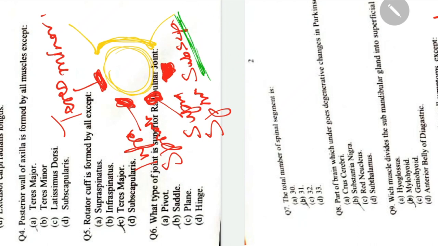Nerve to subscapularis: upper and lower nerve to subscapularis, branch from the posterior division of the posterior cord of brachial plexus. Supraspinatus, infraspinatus, nerve supply will be, yes, suprascapular nerve. Teres minor will be from the branch of axillary nerve. And remember, nerve to teres minor has a pseudoganglion also. Okay. So rotator cuff is formed of all except teres major, which will be the answer, because you know it's a content of the posterior wall of axilla.